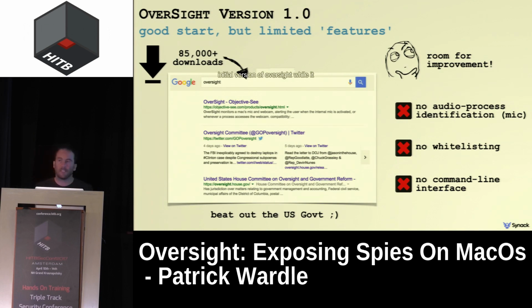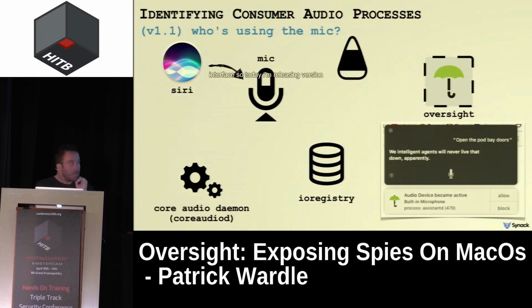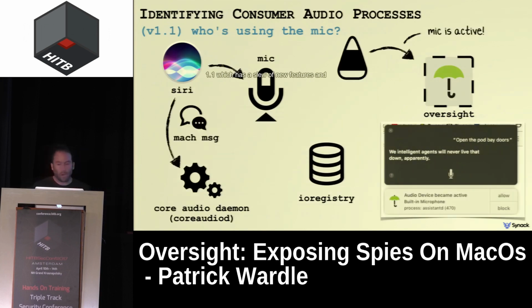So the first thing was the initial version of Oversight, while it could identify what application was using the webcam, it couldn't identify what application was using the mic. So it just said, someone's using the mic. It also had no whitelisting. So say you use Facebook or Skype a lot, it would alert you every time you use one of those applications, which got a little annoying. Then it also didn't have a command line interface. So today, I'm releasing version 1.1, which has a slew of new features.